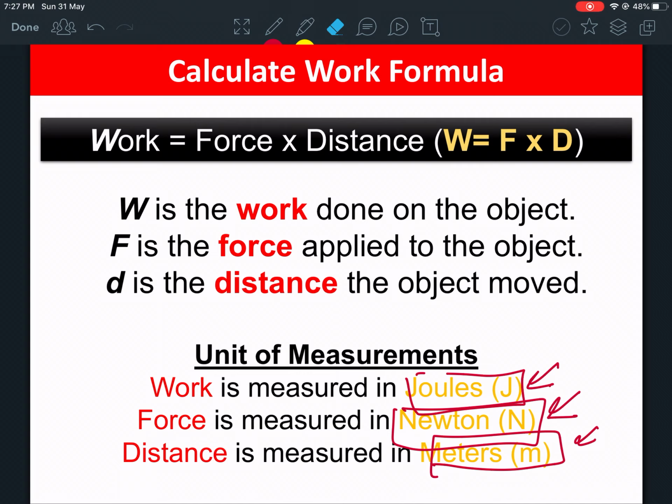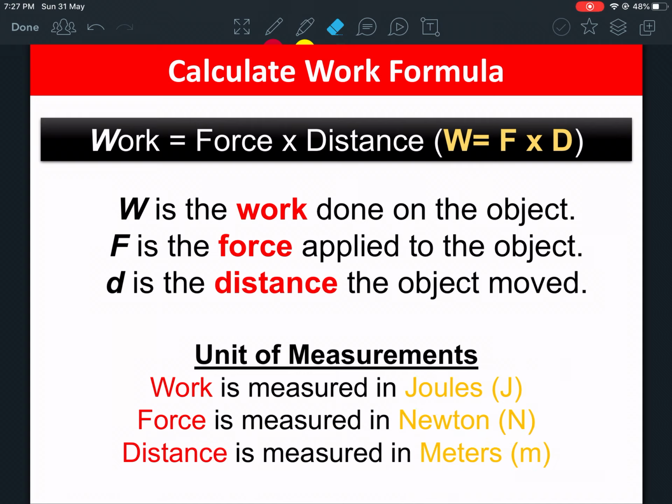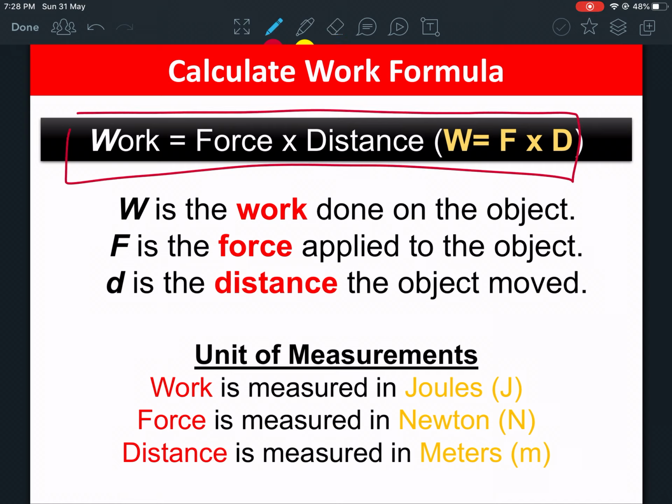Now in the worksheet, I'm going to be asking you about the unit of measurement for each one: work, force, and distance. I'm going to ask about each one of these, so you're going to need to say joules, Newton, and meters. Also in the worksheet I will be asking you what's the formula, and you have to write this.